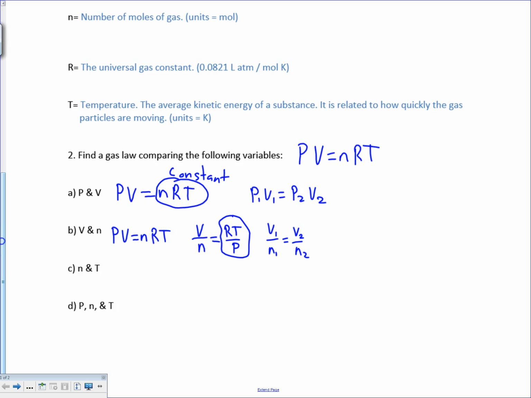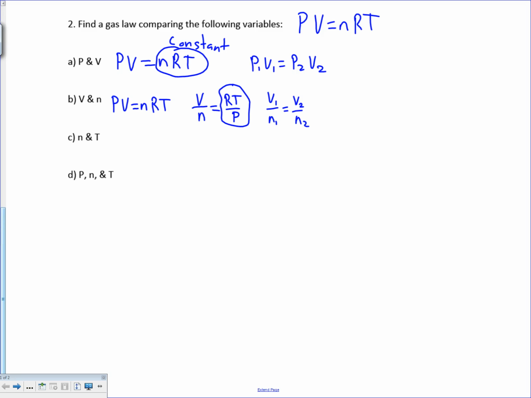For n and T, those two are already on the same side of the equation, but we've got to get rid of the R there. So we just bring the R down, and we get PV over R = nT. These ones are all constant. All right, and so we end up with n1T1 = n2T2.